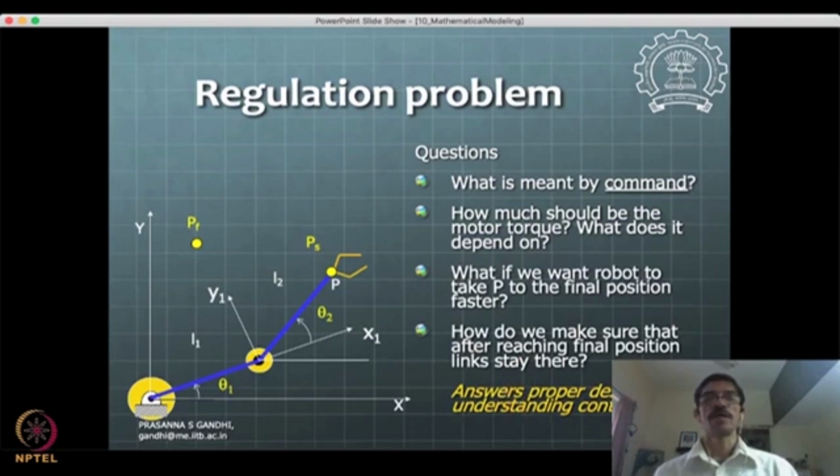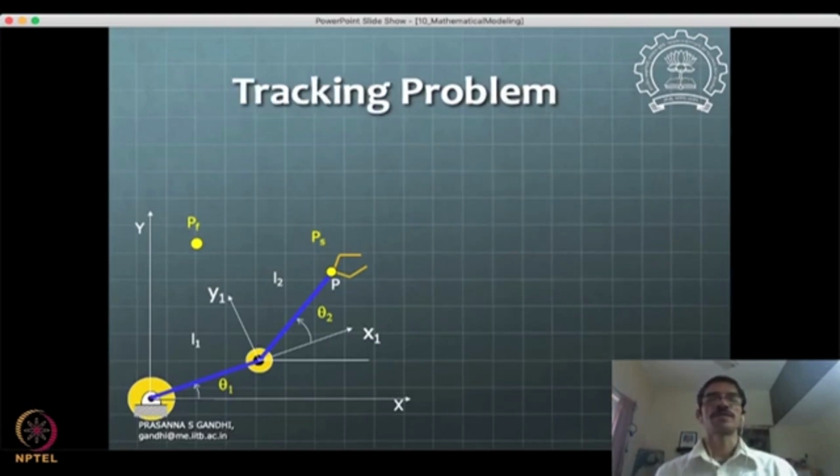And then the other kind of problem that we need to understand is the tracking problem. In the tracking case, you actually want my point P to go from this position to this position along, say, a circular path or along a straight line, something like that. If we give that, then what it amounts to is defining the desired values of theta 1 and theta 2, which should be at exactly some place along the path in time.